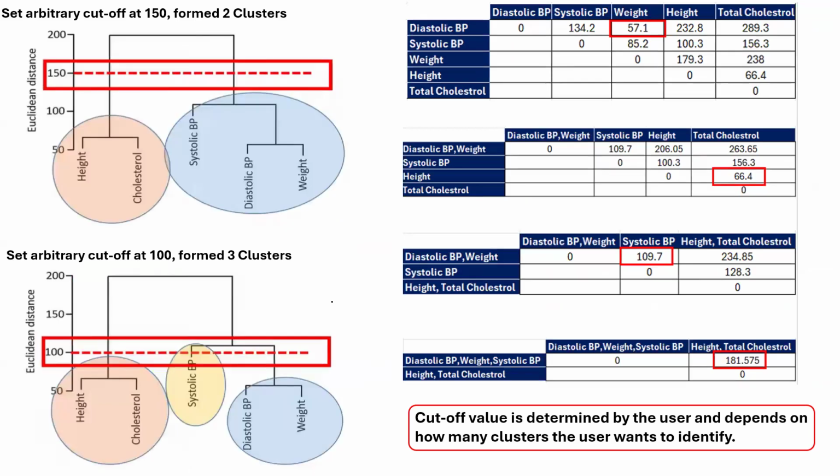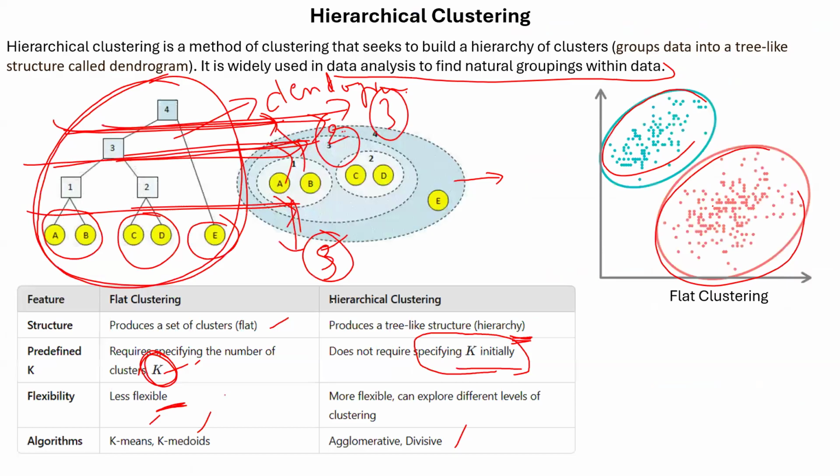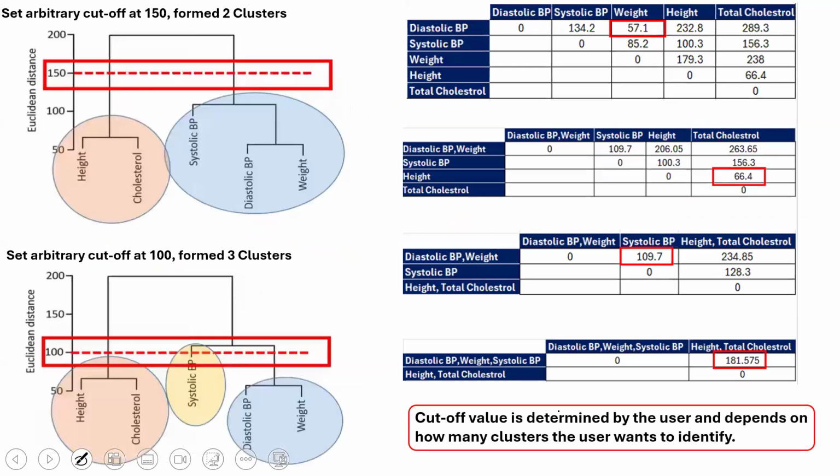Now, as I said, we have very high flexibility with hierarchical clustering. Okay, more flexibility. Why do we have more flexibility? Because we can explore different levels of clustering, right? So go back here and look at this. Look at the different points where the clusters got merged.